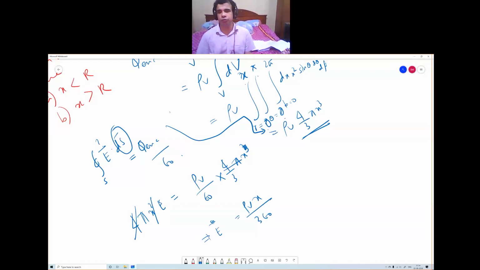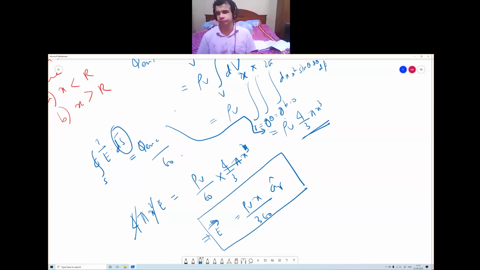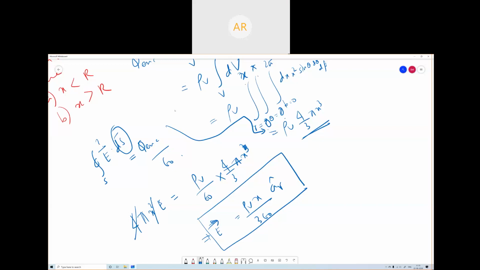This is the magnitude. What will be the direction? Use symmetry. What will be the direction? Radially outward. So inside the sphere, the electric field increases linearly with distance, as we have seen. Inside the sphere. Is it okay? Yes.